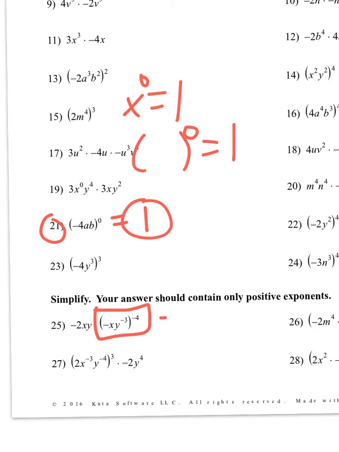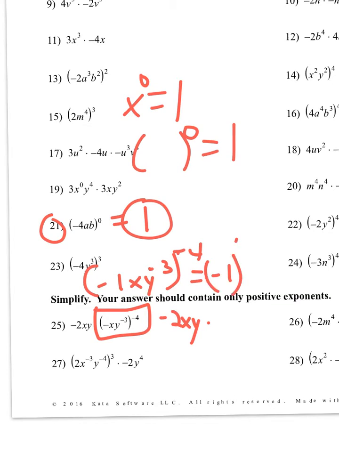So this, I'm going to just leave the negative 2xy. And then I'm going to put times. Now inside here we have negative 1 xy to the negative third, and then outside that negative 4. So I need to do negative 1 to the fourth power. Now negative 1 times negative 1 times negative 1 times negative 1 will be positive 1. And then I have x to the first inside there to an outside power of negative 4, which is going to be x to the negative fourth.